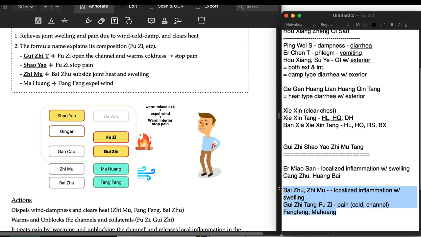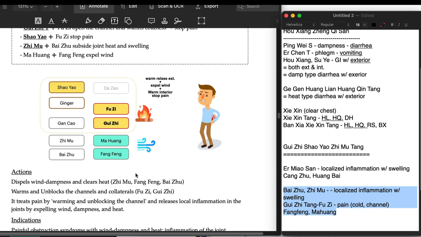The swelling, pain, and coldness, and localized heat. So you may feel a little bit uncomfortable with cold and heat. Fuji is a warming herb and Jimu is a cold herb. So this is for localized inflammation. So basically this is opening channel formula for pain.